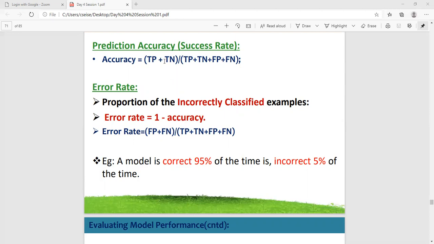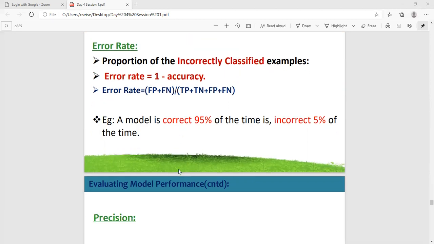Just compare accuracy with error rate. Here it is TP plus TN, here it is FP plus FN. So accuracy is TP plus TN by all, but error rate is FP plus FN by all. If a model is correct 95% of the time, it is incorrect 5% of the time.